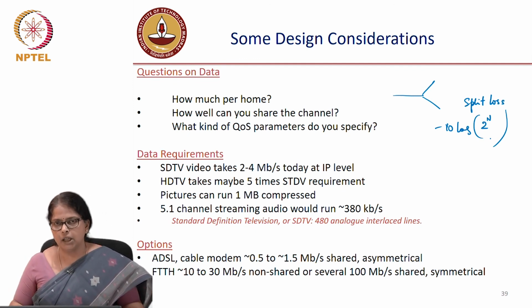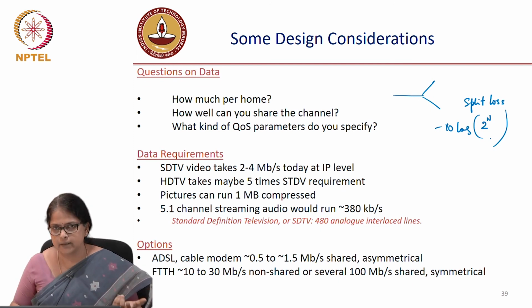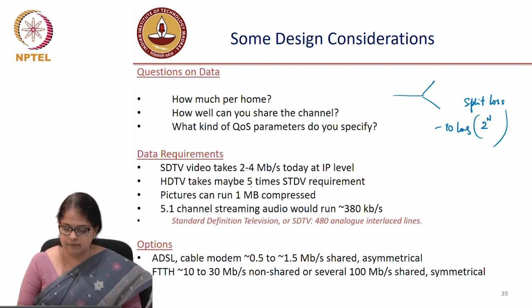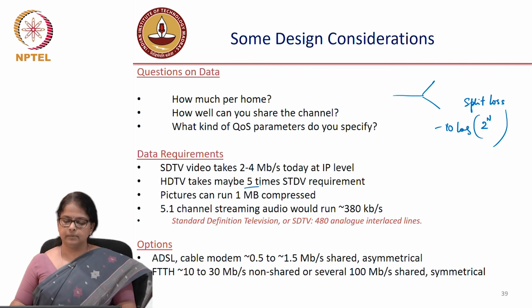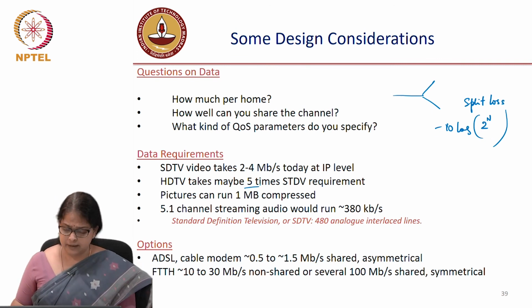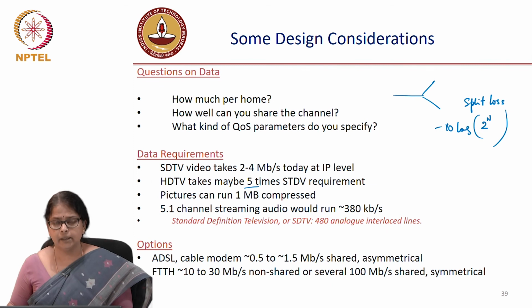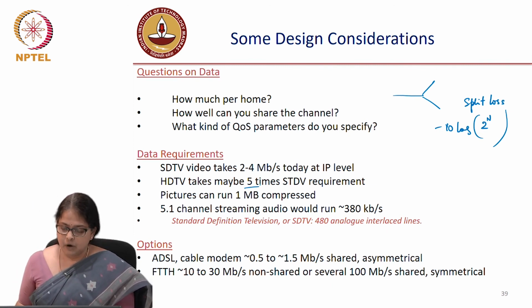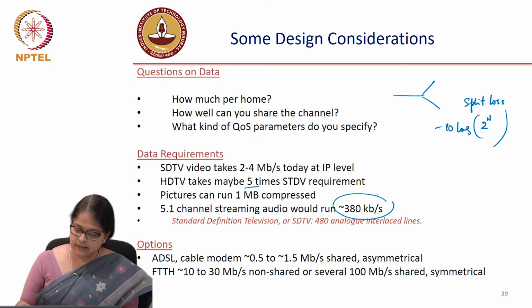How well can you share the channel in terms of TDM and WDM? What is the quality of service that is required? What is the data requirement? So, for example, HDTV is about 20 to 25 Mbps requirement. Pictures can be run at 1 MB compressed. Audio streaming would require 380 kilobits per second.